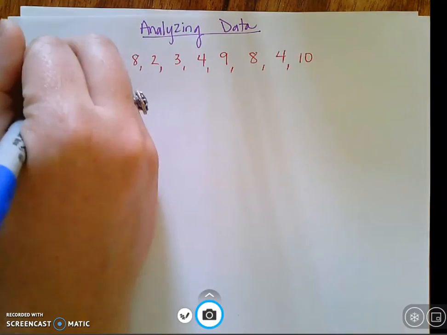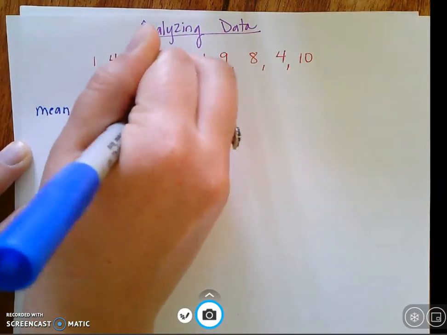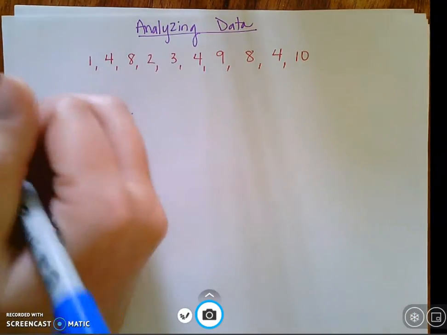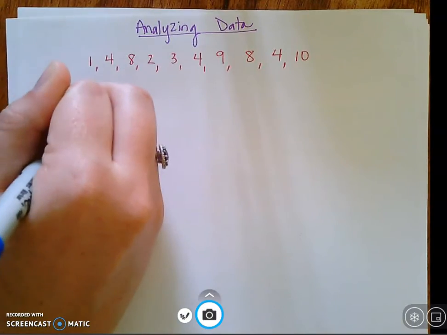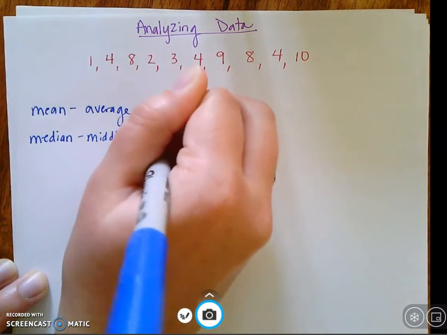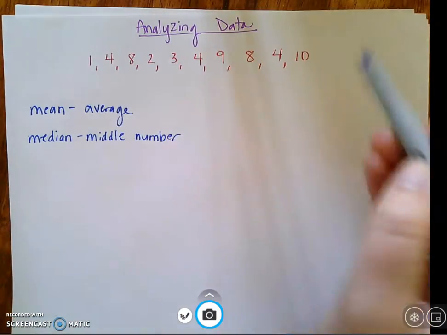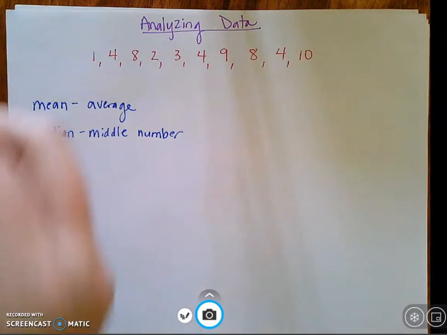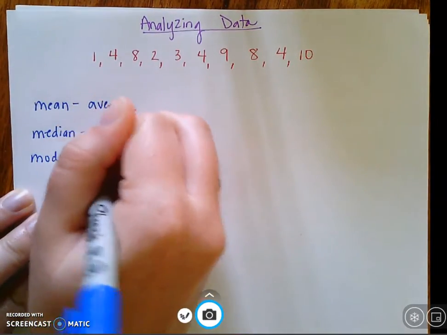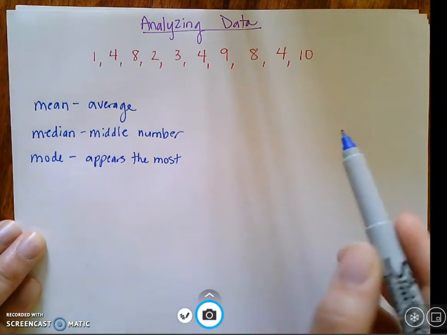So things we need to refresh would be mean. This is your average. Remember, you add up all the numbers and divide by how many there are. That gets you the mean. You have median, which is the middle number. So you put all these numbers in order from least to greatest. You start crossing them out until you get to the middle one. That's your median. Mode is what appears the most. This is the number you see show up the most.